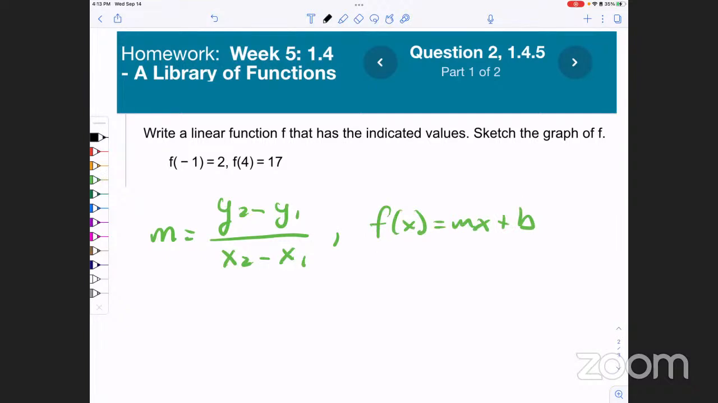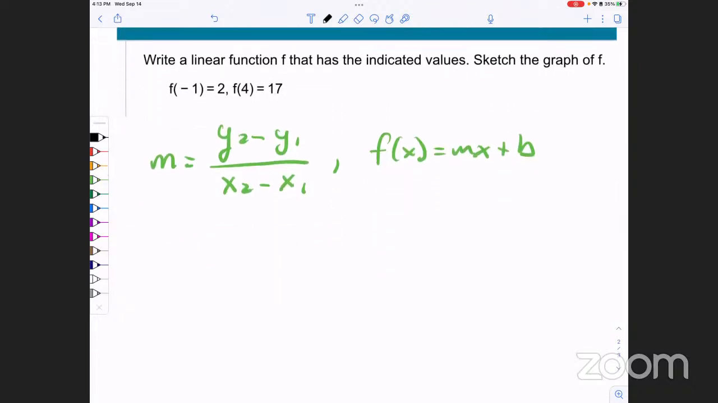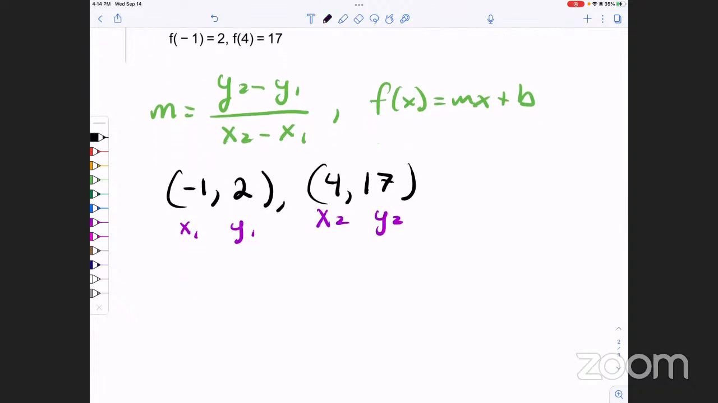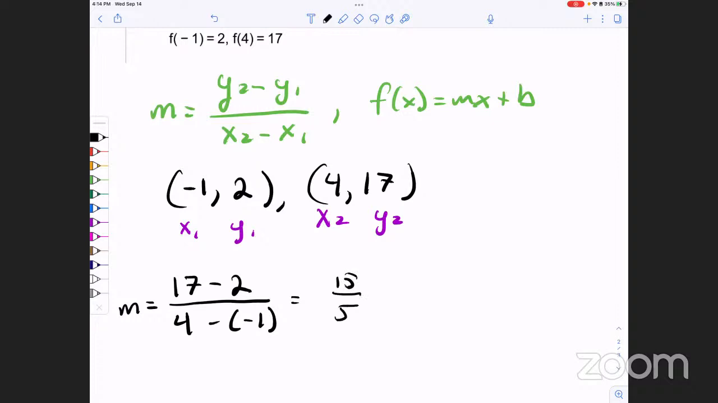Let's identify the pieces of information given. So when x is -1, the corresponding y is 2. When x is 4, the corresponding y is 17. I'm a fan of labeling x1, y1, x2, y2. And let's find our slope. It'll be 17 minus 2 over 4 minus -1, so 15 over 5, which is 3.